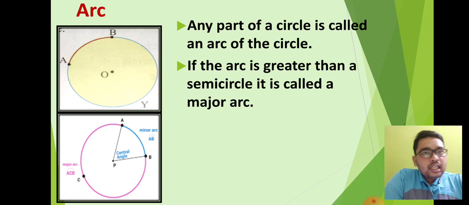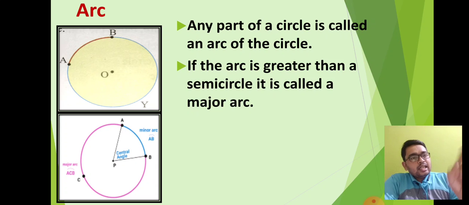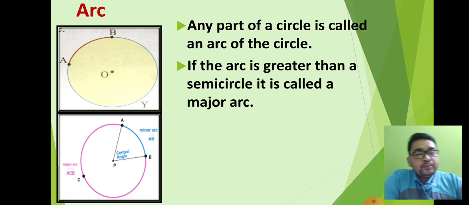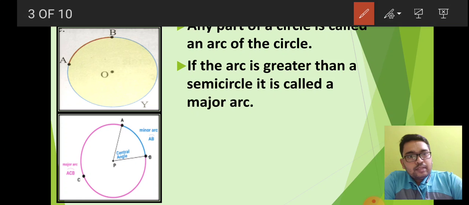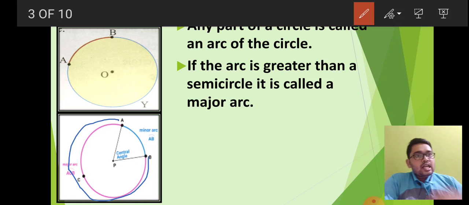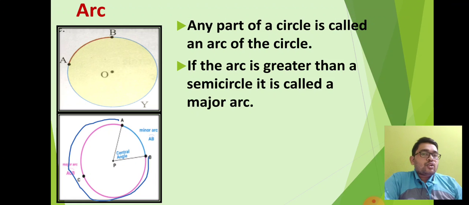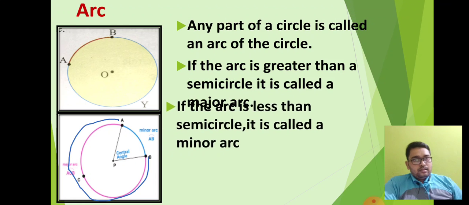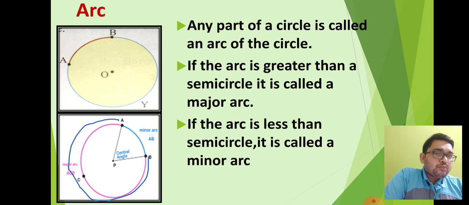What is the definition of major arc? It is given: if the arc is greater than a semicircle. Just now I explained, if the arc is greater than the half circle, if more than half is there. You are seeing that pink part from here to here, it is more than the half circle, so it is known as the major arc. And if it is less, then it is called the minor arc. If the arc is less than the semicircle, it is called the minor arc.